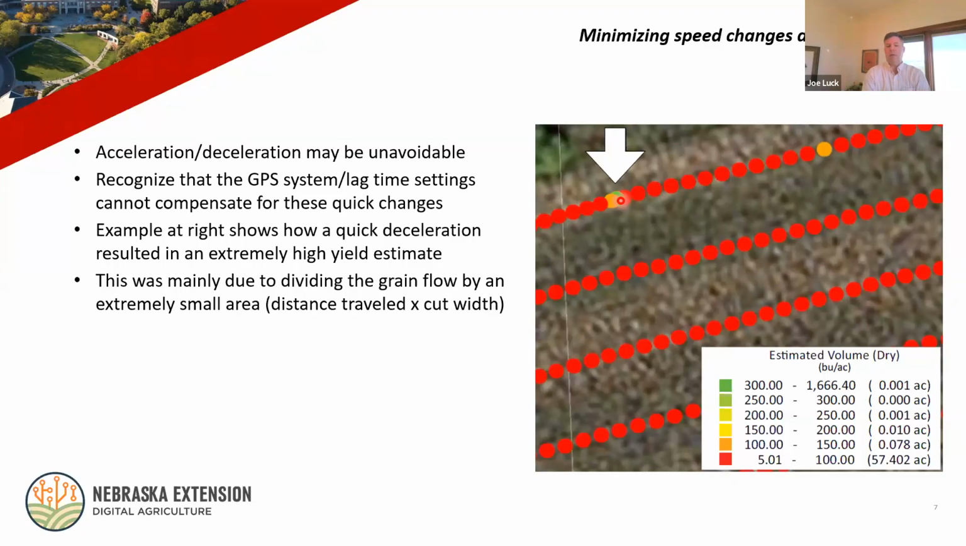So this is something we have to be really careful with. It can affect our results. Just remember that the distance traveled times the cut width gives us that harvested area. If the machine can't compensate and I'm dividing by a very small area value, it artificially inflates the yield on this. So I'm just being as smooth as possible.